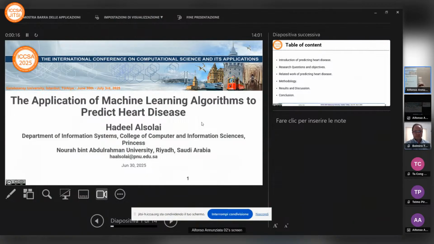Hello, everyone. My name is Hadil Al-Solay. I'm an assistant professor at the College of Computer and Information Science at Princess Nourah Bint Abdulrahman University, Riyadh, Saudi Arabia. I'm glad today to present my paper, which is about the application of machine learning algorithms to predict heart disease.